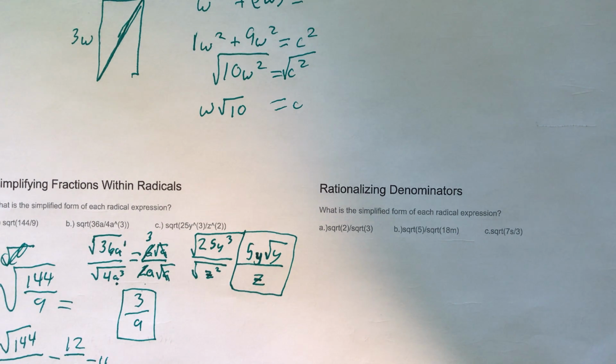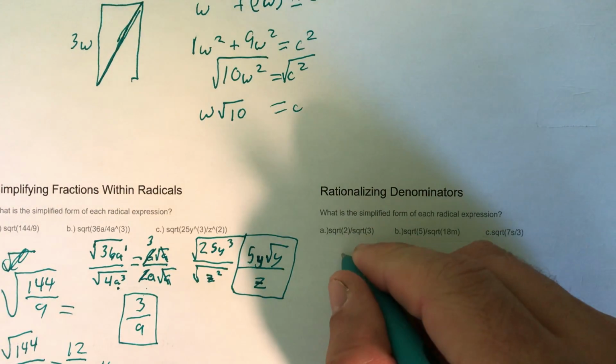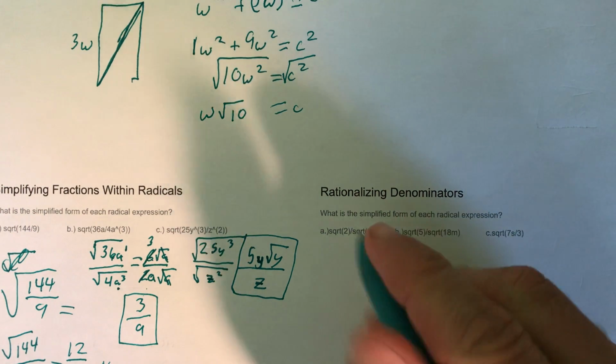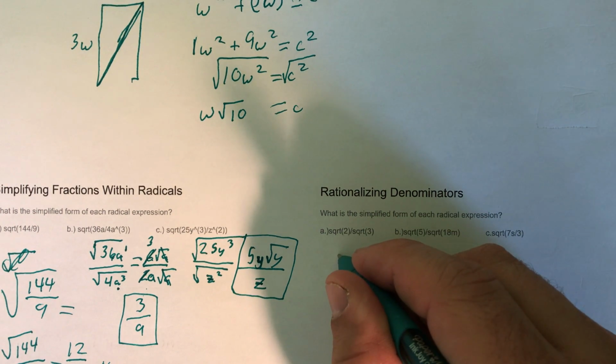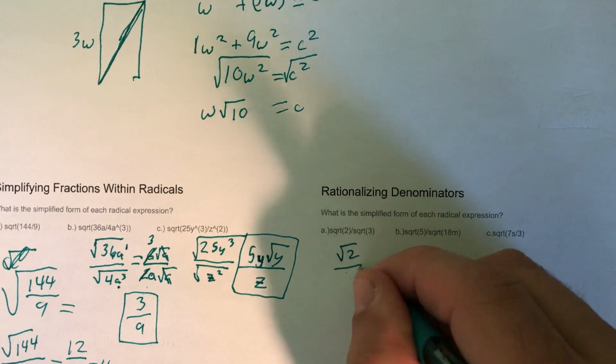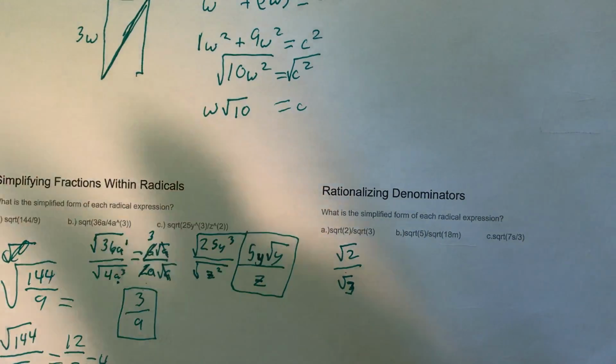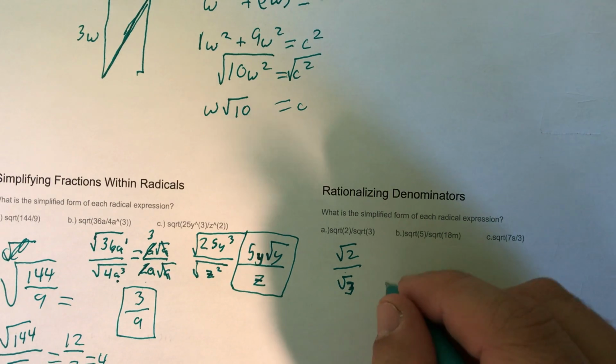Okay. What is the simplest form of each radical expression? You have the square root. And this is going to kind of go in the same way. So you have the square root of 2 over the square root of 3. Can we take the square root of 3? No. Not unless you're going to get a decimal.